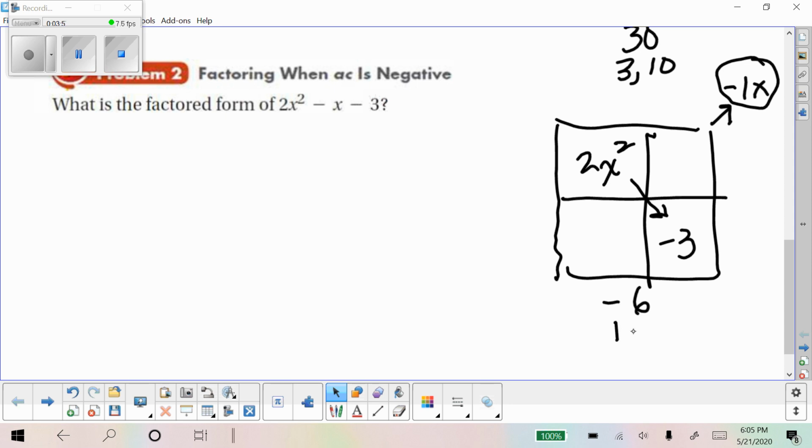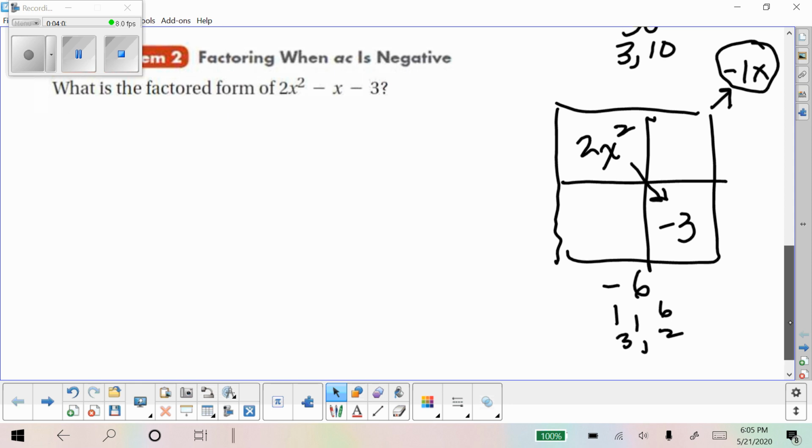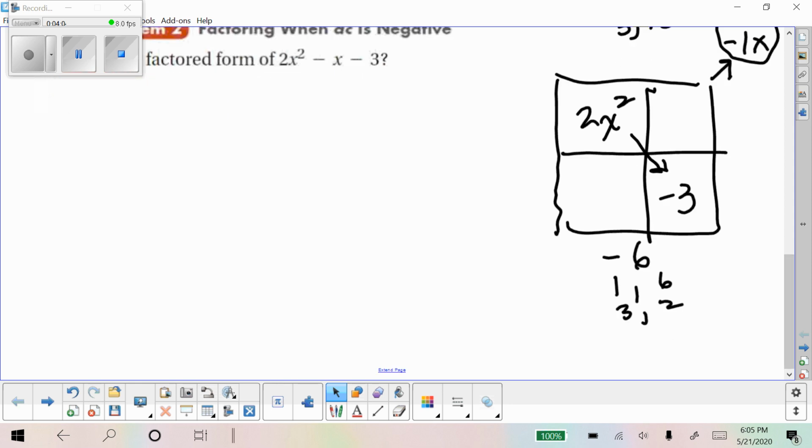So do I want the 1 and the 6 or the 3 and the 2? I want the 3 and the 2. And I need the 3 to be negative and the 2 to be positive. So I'm going to put negative 3x in one of these boxes and 2x in the other box. And then I'm going to see now these add up to negative 1. I'm going to factor out a 2x here: 2x times x, 2x times 1, x times negative 3.